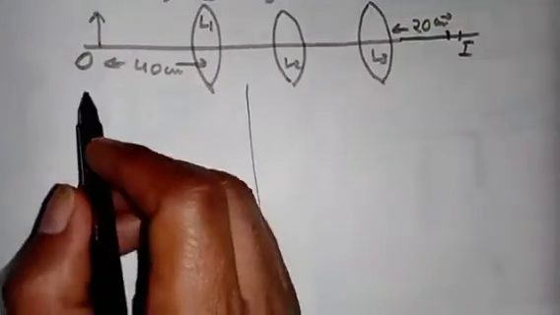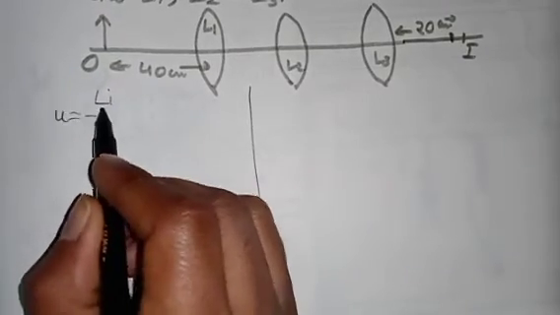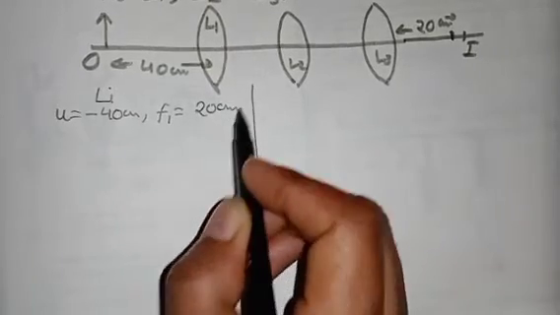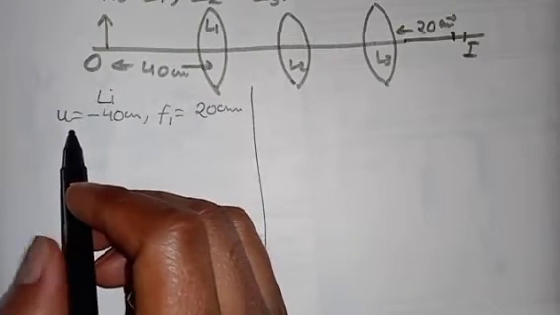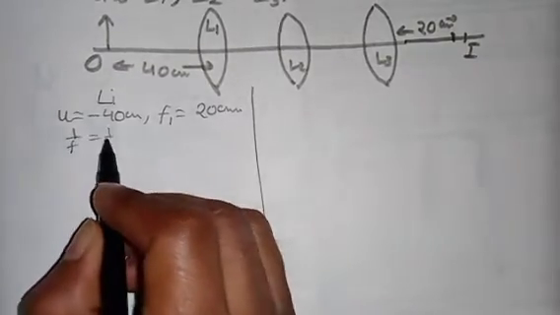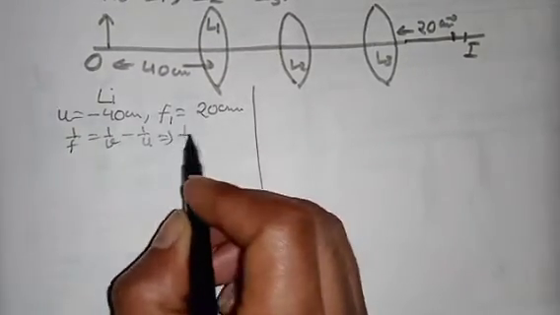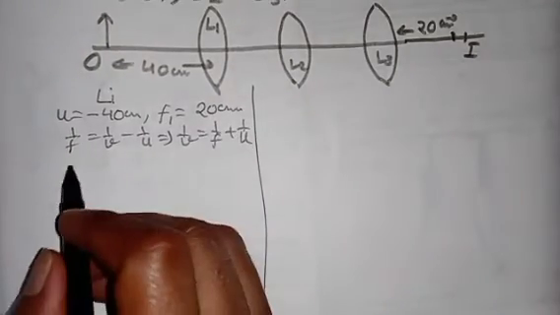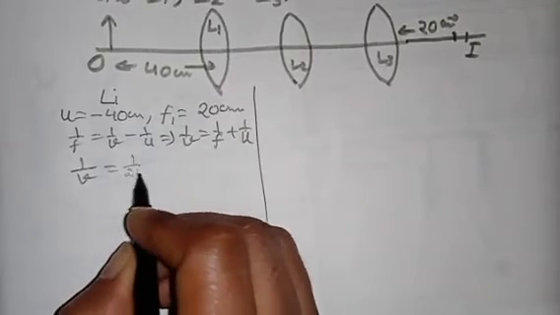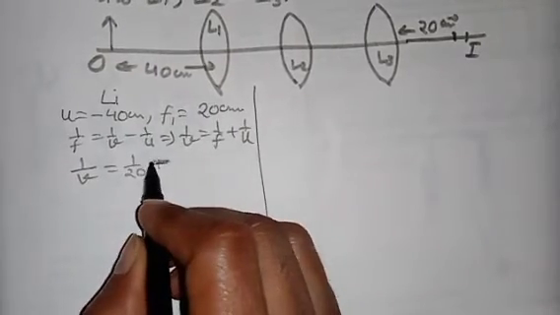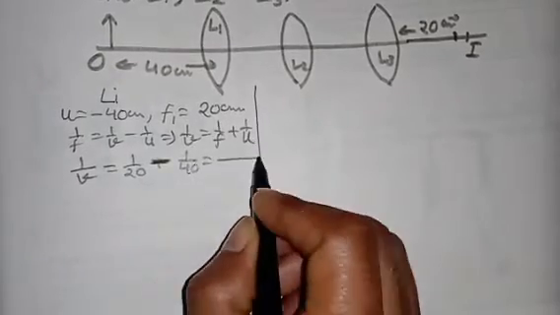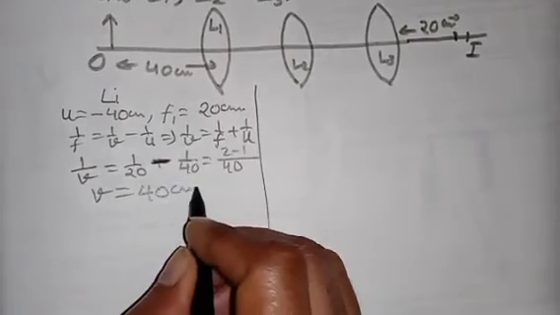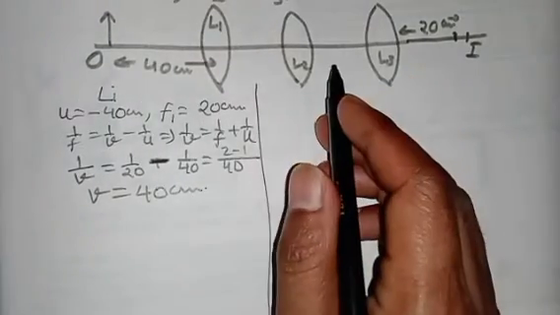So for L1, U equal to minus 40 centimeter, F1 is 20 centimeter, and for the value of V, we know 1 upon F equal to 1 upon V minus 1 upon U. So 1 upon V is equal to 1 upon F plus 1 upon U. 1 upon V is equal to 1 upon 20 plus minus, so ultimately it will become minus 1 upon 40. So this is 40, 2 minus 1, that is 1 by 40. So V equal to 40 centimeter on this side.